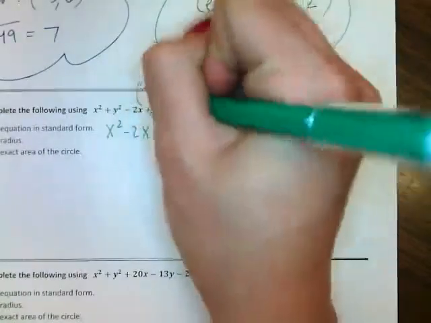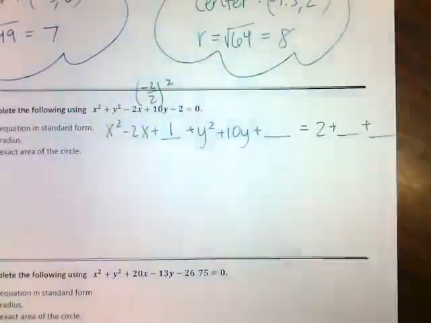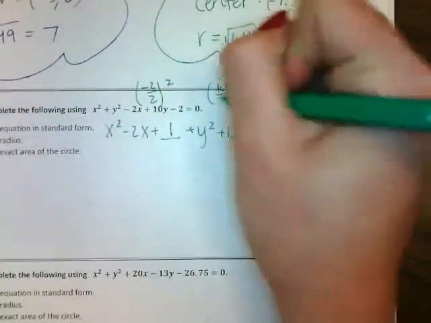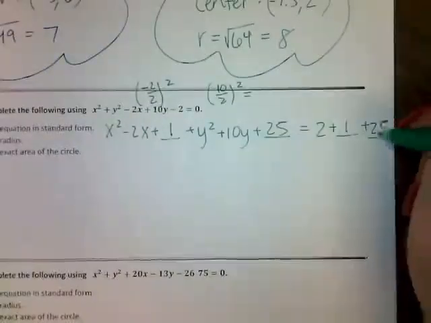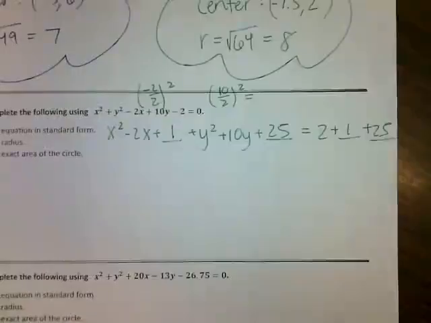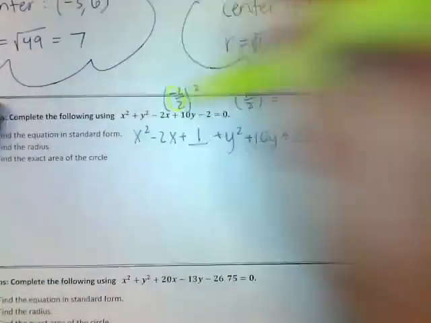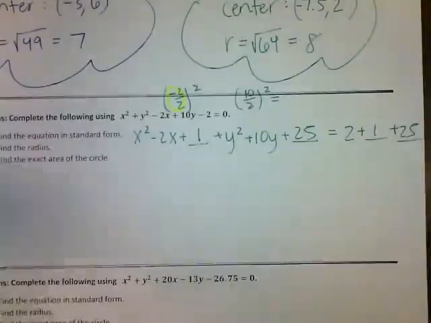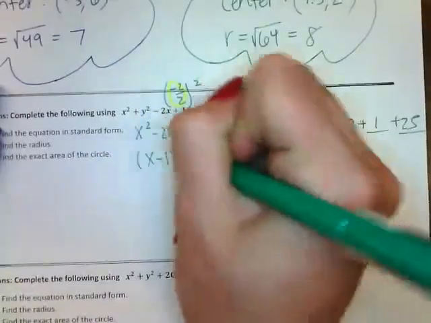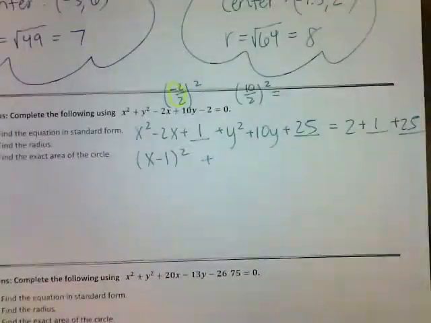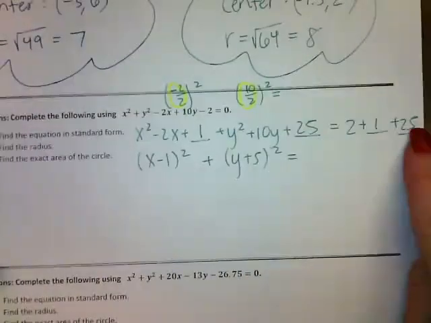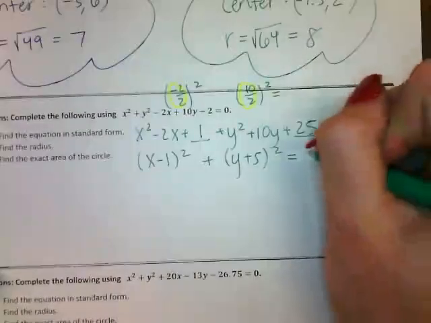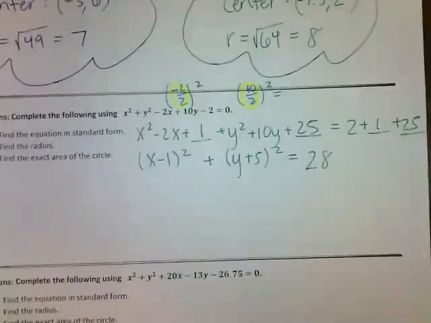All right, b divided by 2 squared, that's going to give me 1. This b divided by 2 squared, that's going to give me 25. Now I can factor this side. Remember, the easiest way to come up with a factor is just to look at b divided by 2, which is -1. So x minus 1 squared plus y plus 5 squared. You can simplify on this side, giving us 28.